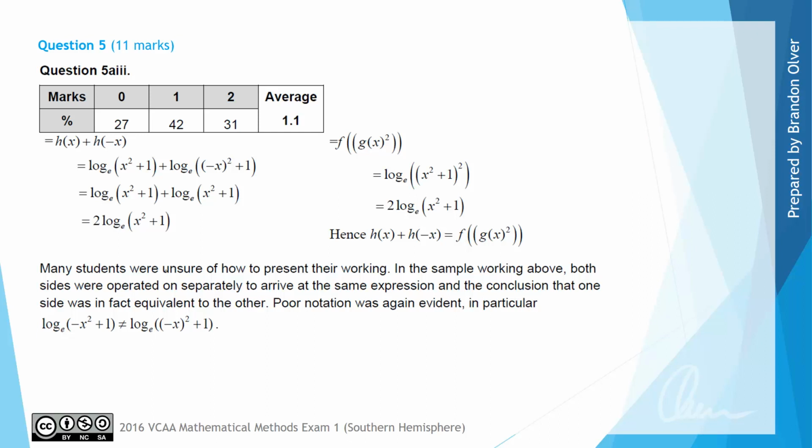From the examiner's report we can see only 31% of students got full marks for this question, and that the comment made was that many students were unsure how to present their working for a question like this. In the sample working shown above, both sides were operated on separately to arrive at the same expression, and the conclusion that one side was in fact equal to the other is valid. Poor notation was again evident. In particular, some students forgot the brackets around the negative x all squared that were required, as this, as it's written here, is not an equivalent statement.